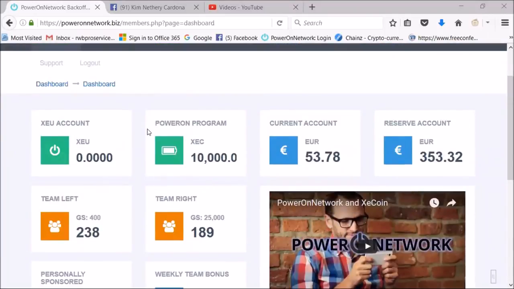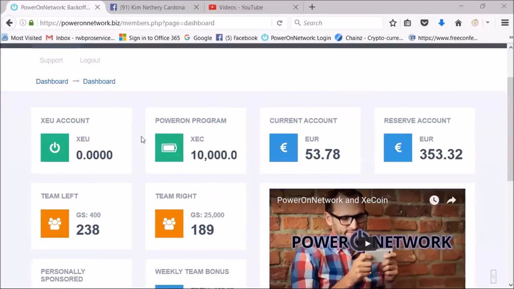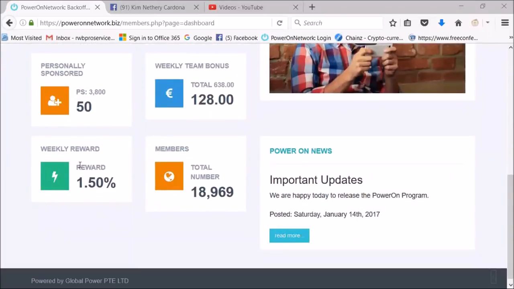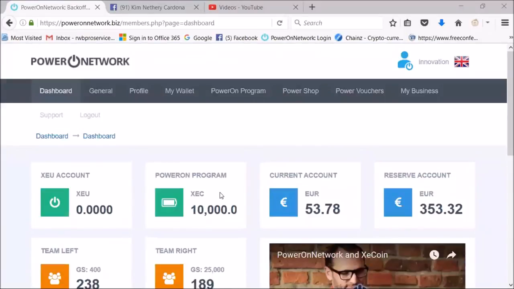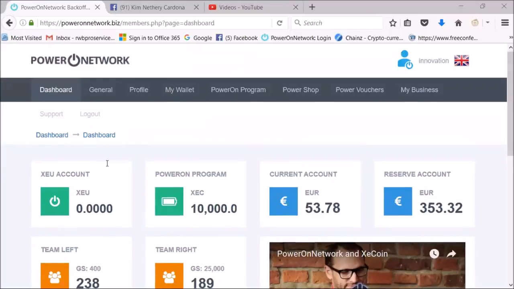So here at the top, the 10,000 XEC, which is XeCoins in this Power On program. If I was going to get a 1.5% weekly reward by next week, then you would see an additional 150 coins added. But instead of them being added here, they actually come over into this area here. So just a little bit about that.